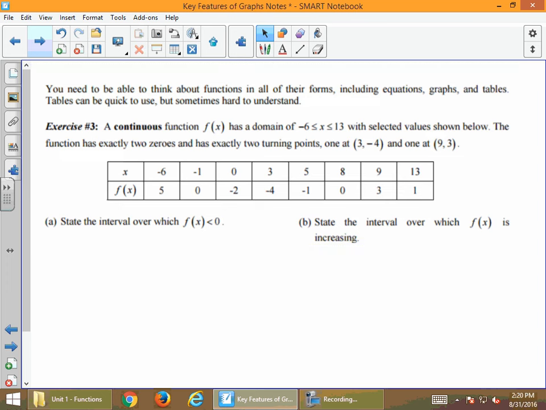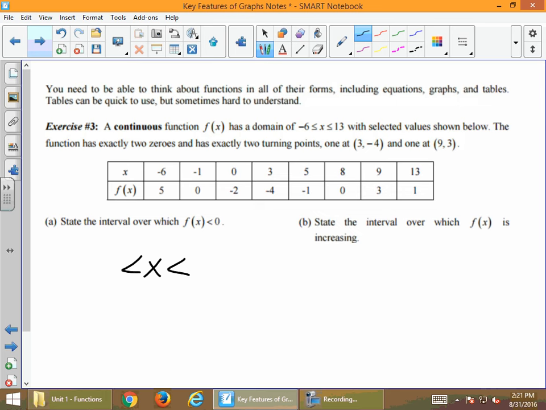One last thing. We're given this table, and the domain goes from x value of -6 to x value of 13. With the selected values shown below, the function has exactly 2 zeros and exactly 2 turning points, one at 3, -4, and one at 9, 3. We want to state the interval over which the function is less than 0. Again, we're using that shortcut. Our x is in the middle. Are our inequalities going to have lines underneath them? No, because there's no lines underneath there. Always do that.